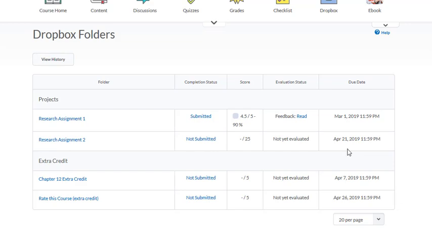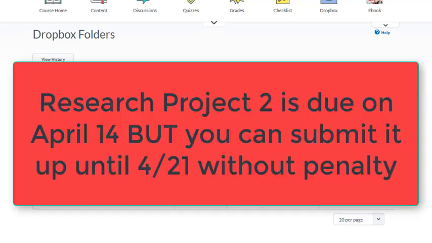Oh, and I also wanted to mention the due date. This is actually due on April 14th. However, I'm giving you an extra week for those of you who would like a little extra time. So please try to get this in by the 14th because next week you do not have any assignments due for this class. The only thing you're working on is this project, so please try to get this in.